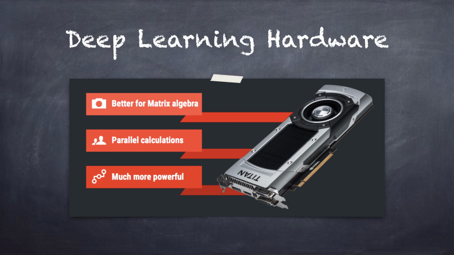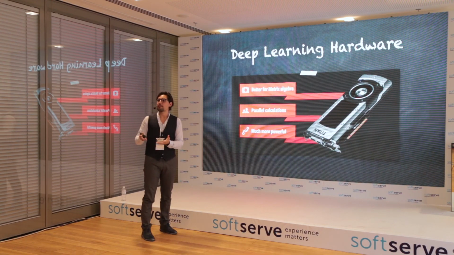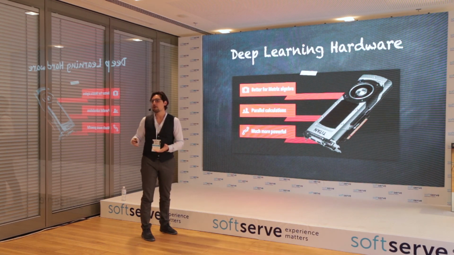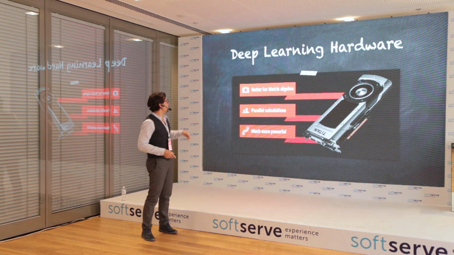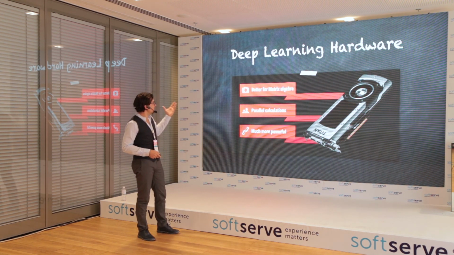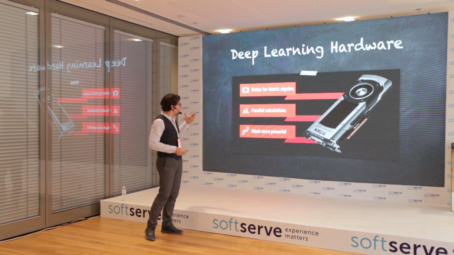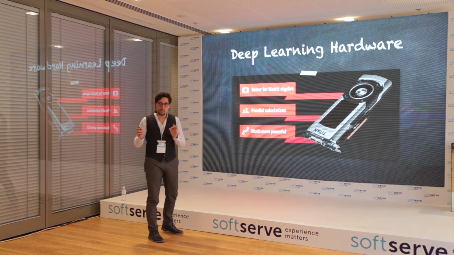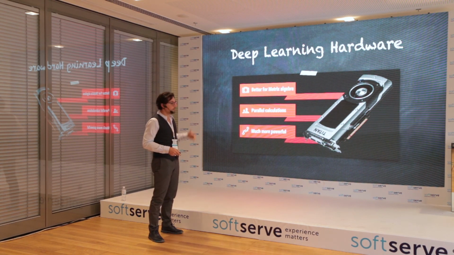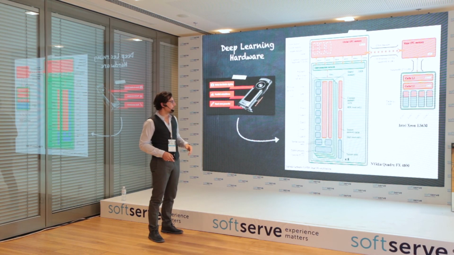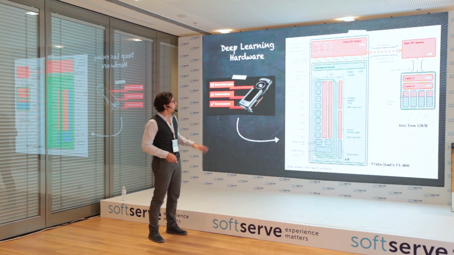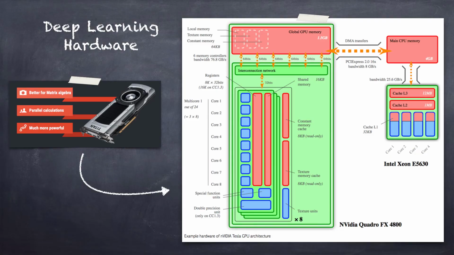The hardware related to deep learning is the GPU. When we talk about GPUs nowadays, we talk about NVIDIA GPUs. We can discuss that later, but so far, when we talk about GPUs, we talk about NVIDIA. The reason it's used is that it has better matrix algebra and support for parallel calculations, which is one of the main reasons you want to use GPUs, and it's much more powerful. If you take a look at the schematics of the GPU, this is the NVIDIA Quadro FX GPU. You see that on a GPU, first of all, you have many, many more cores than you have on a CPU.